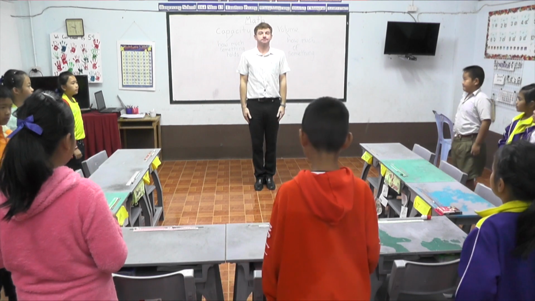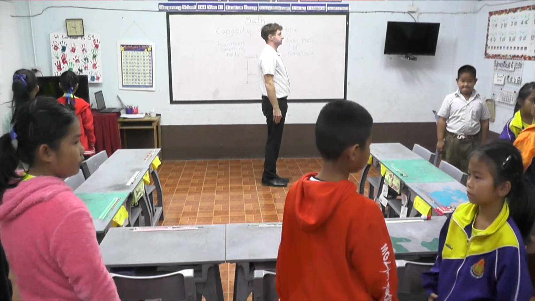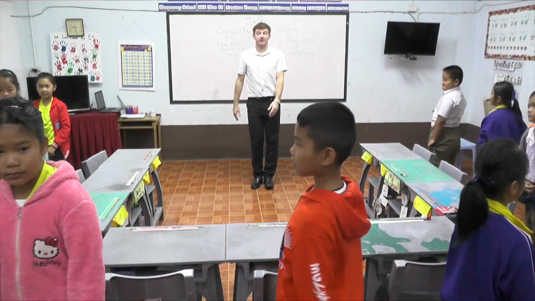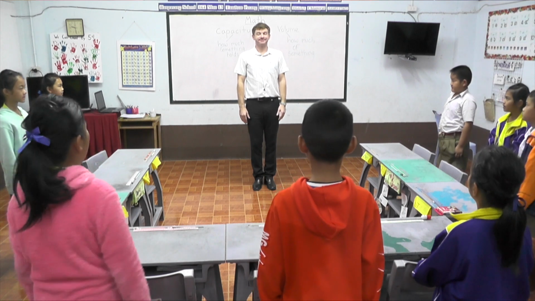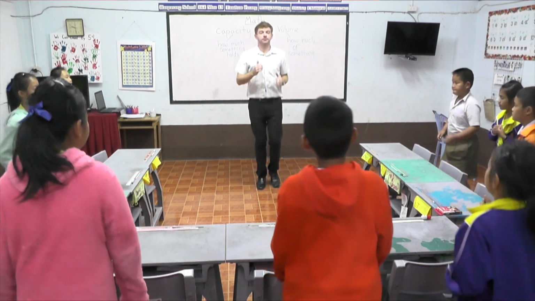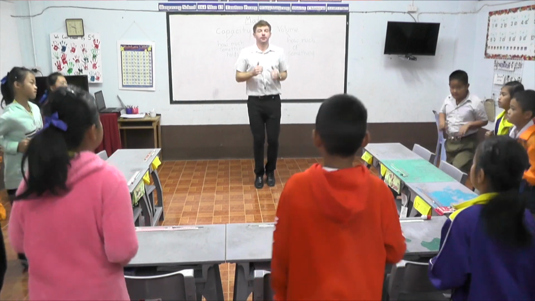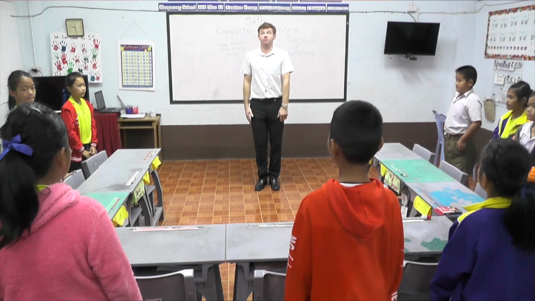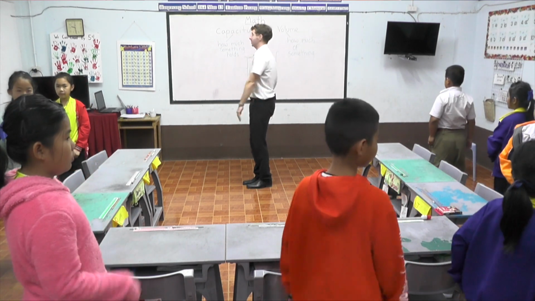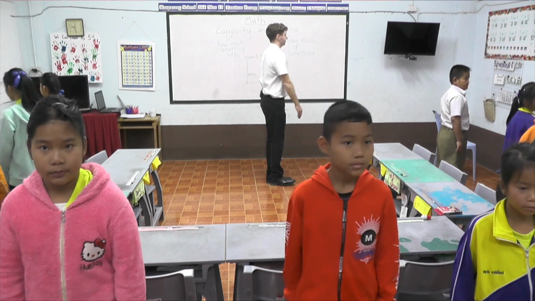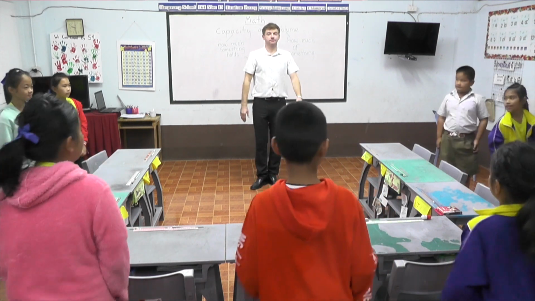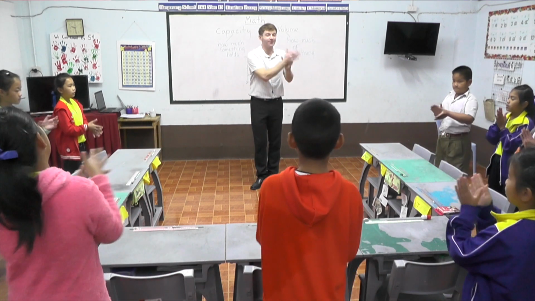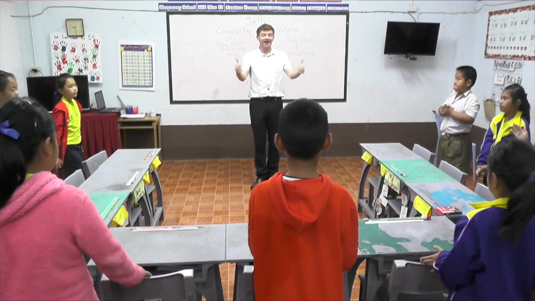Stop. Turn left. Turn left again. Turn left. Turn left again. Now we should be at the front. And now let's jog again. Quickly. Stop. Turn right. Turn right. Turn right. Turn right again. And this time to finish, we will do five claps. One, two, three, four, five. Excellent, guys. Have a seat.